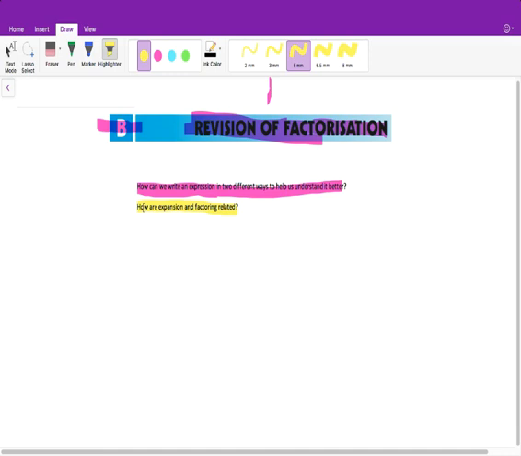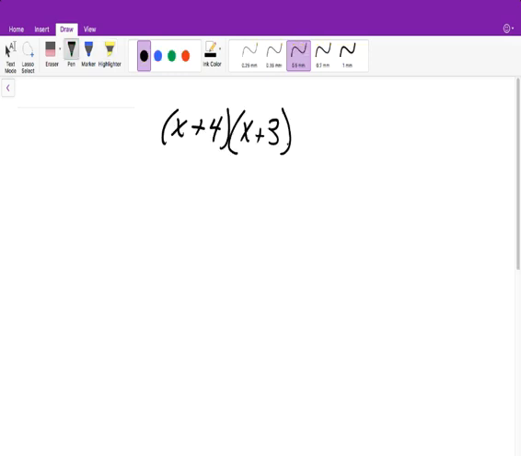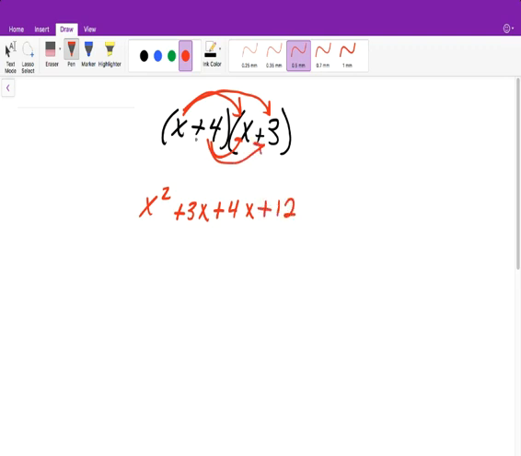All right, so let's go ahead and start going into some problems. Before we do, let's do one more expansion. If we were given x plus 4 times x plus 3, remember, we would distribute the x into both, so that would give us x squared. x times 3 will give us plus 3x. 4 times x will give us plus 4x. And 4 times 3 will give us plus 12. We then would combine our like terms of 4x and 3x, and our final answer for this will be x squared plus 7x plus 12.